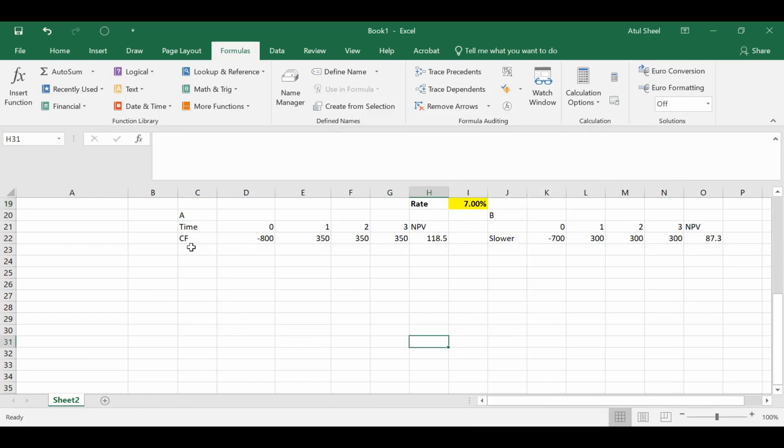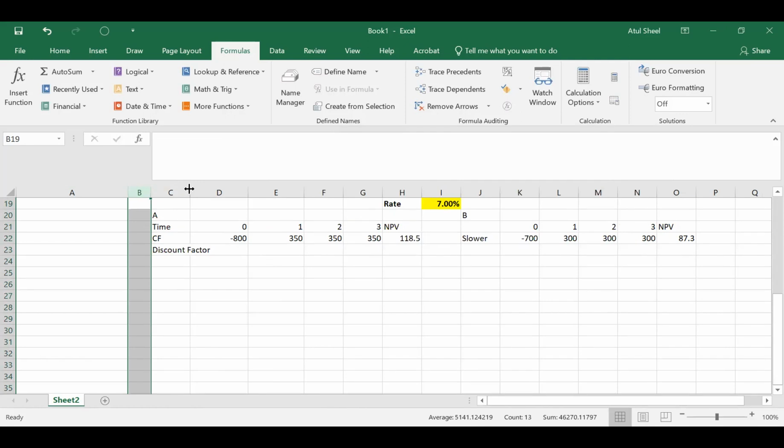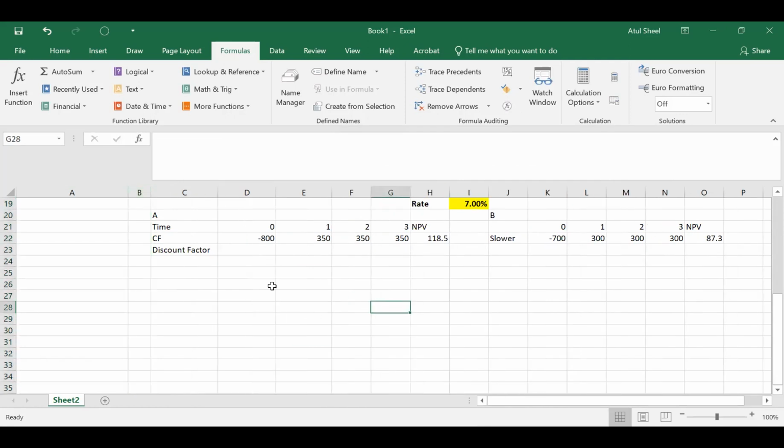Okay. Now, first thing is, what is my discount factor for time 0, 1, 2, 3 at that interest rate? So I put my discount factor, or discount factor for present value. I'm going to put this here. The discount factor. So this equals 1 divided by 1 plus R. I'm fixing this cell with $, to the power T, which is this.